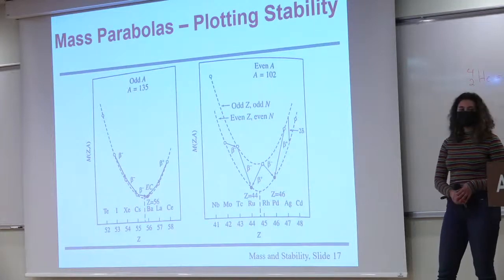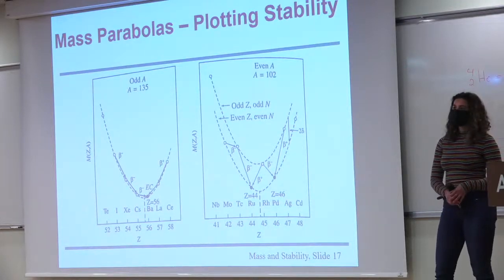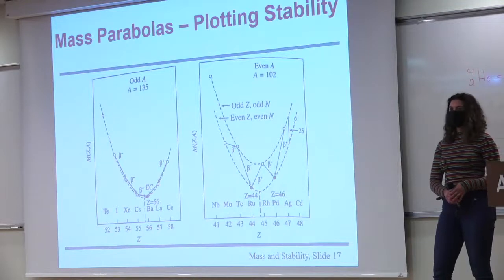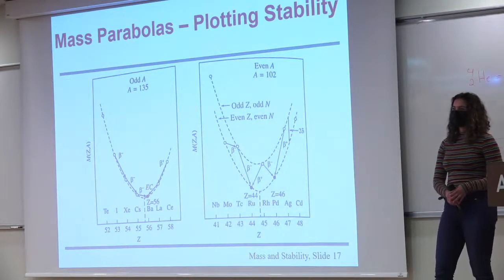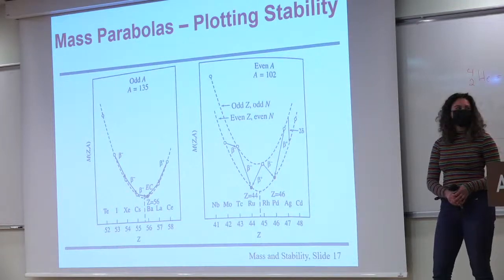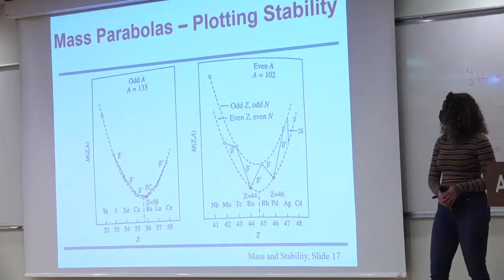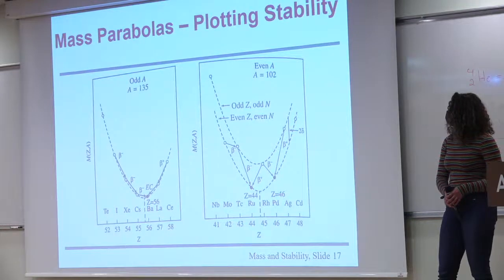So positron is you're spinning out a positive electron, and you're consuming protons, whereas beta decay, you're spinning out an electron, and you're creating protons from neutrons to try and find that nice middle point at the bottom of your mass parabola.